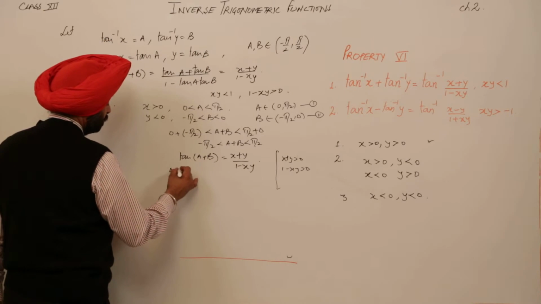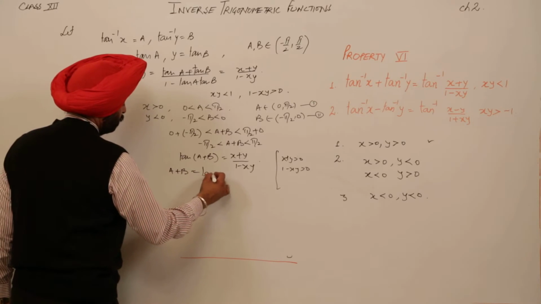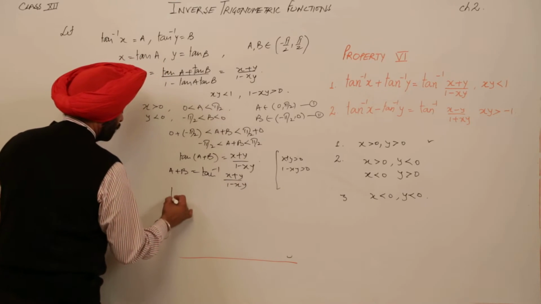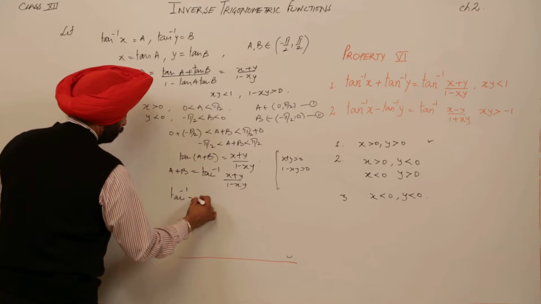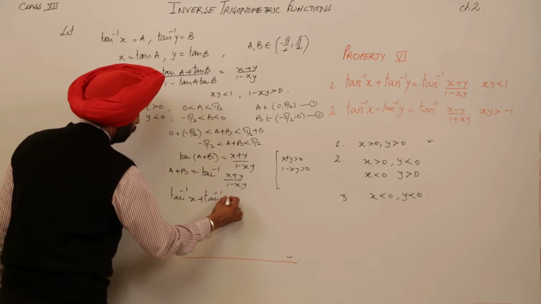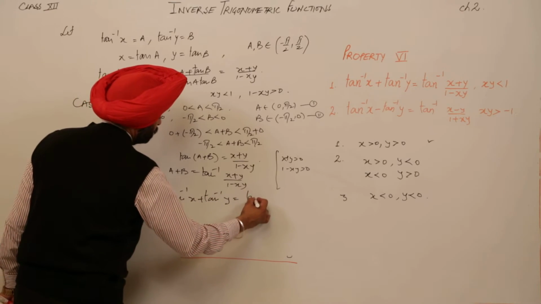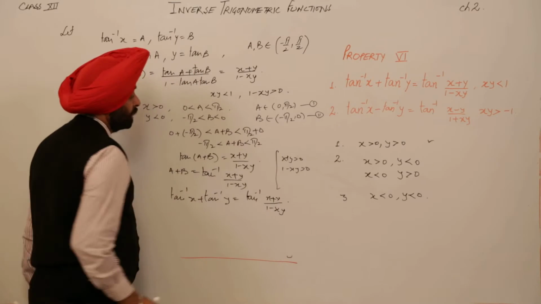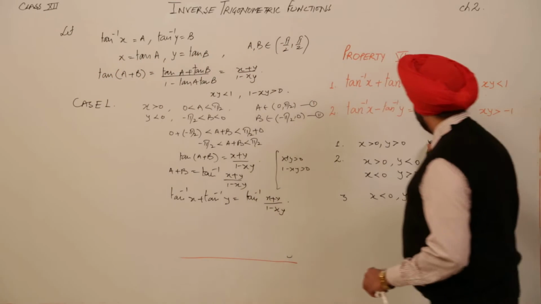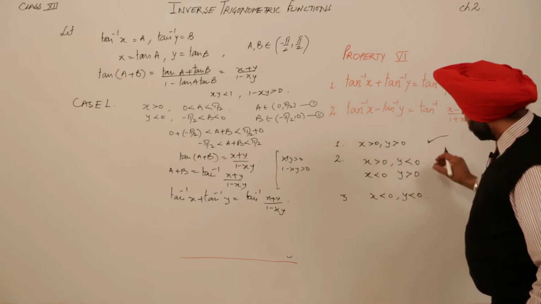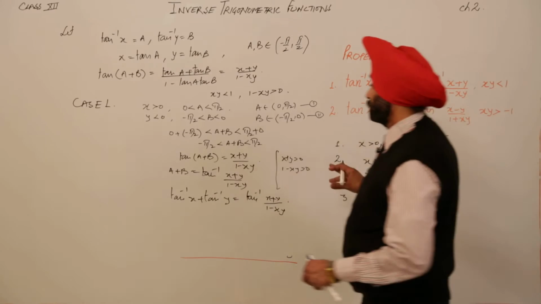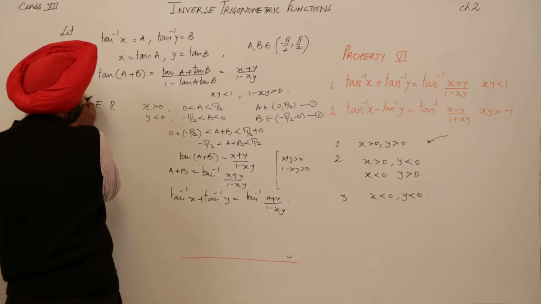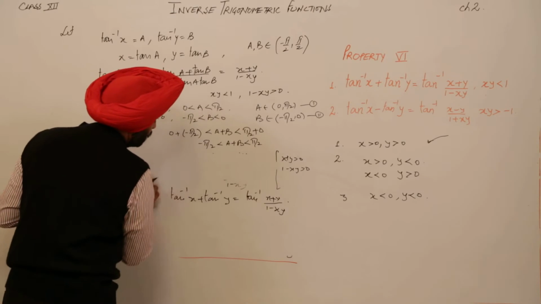Now we have a plus b is equal to tan inverse of (x plus y) upon (1 minus xy), and tan inverse x plus tan inverse y is equal to tan inverse of (x plus y) upon (1 minus xy). Okay, remember. So we have done this part, already proved. Now is there any difference between these two? Let's check it. This was case 2. Now for this part, just look what I am doing.